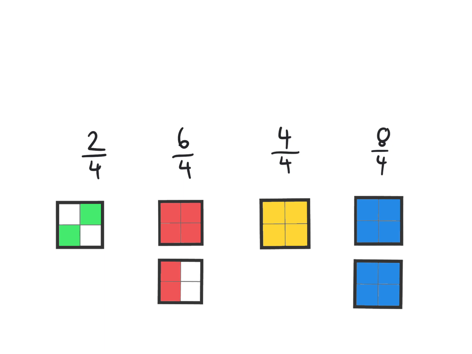I can see that 2 quarters, or 2/4, is less than 1. I can see that 6 quarters is greater than 1. I can see that 4 out of 4, or 4 quarters, is equal to 1 whole. And I can see 8 out of 4, or 8 quarters, is equal to 2.